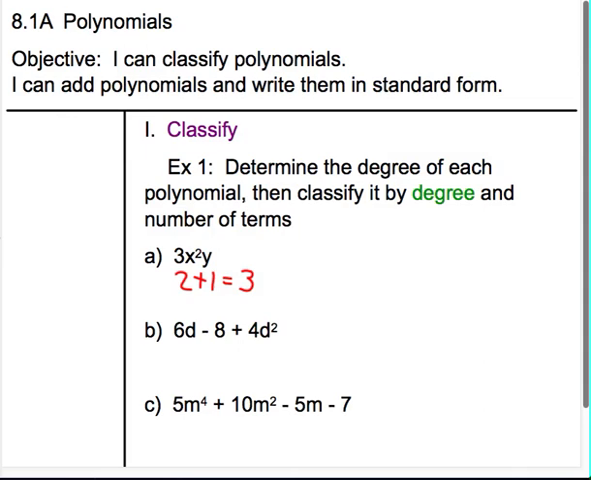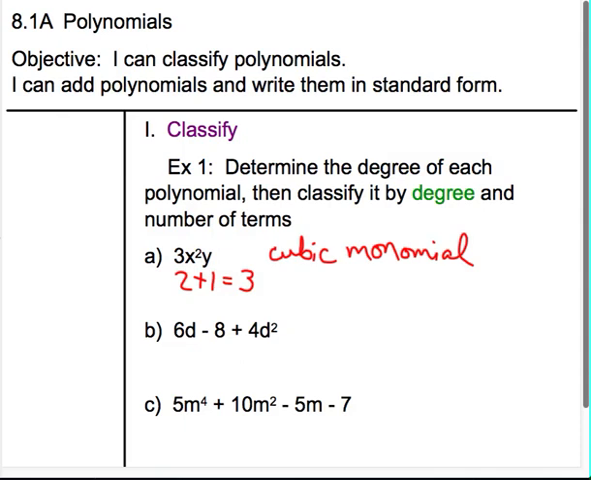So the degree of this term is 3. And if you remember from the chart, 3 is a cubic function. So classifying our first example by degree, we would call that a cubic. To classify it by number of terms, I don't see any plus or minus signs. So we have a single term, so this would be a monomial. So to classify it by degree and number of terms simultaneously, we would call it a cubic monomial.